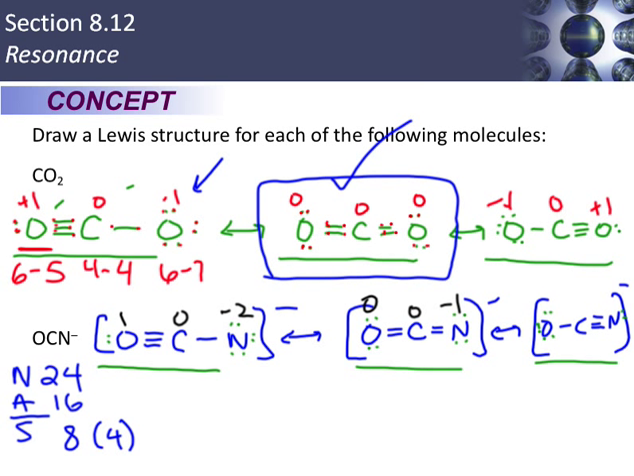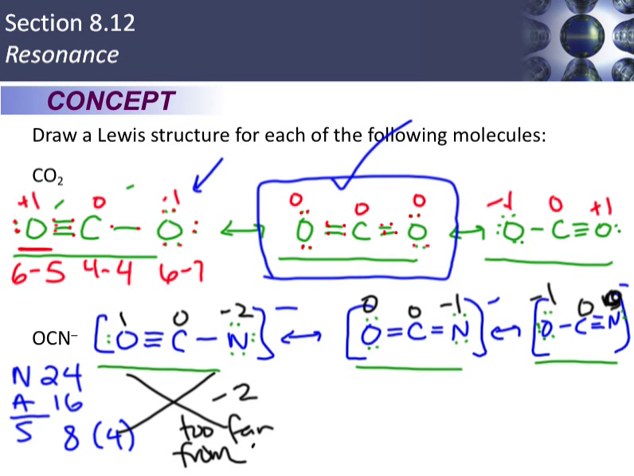6 minus 1, 2, 3, 4, 5, 6, 7 is negative 1. 0, 1, 2, 3, 4, 5. And this would be 0. 5 minus 5 is 0. So this one's already out. Negative 2 is too far from 0. So that one is going to happen, but barely, like a couple percent of the mix. All right, because remember, a resonance structure is a mixture of all of these things.